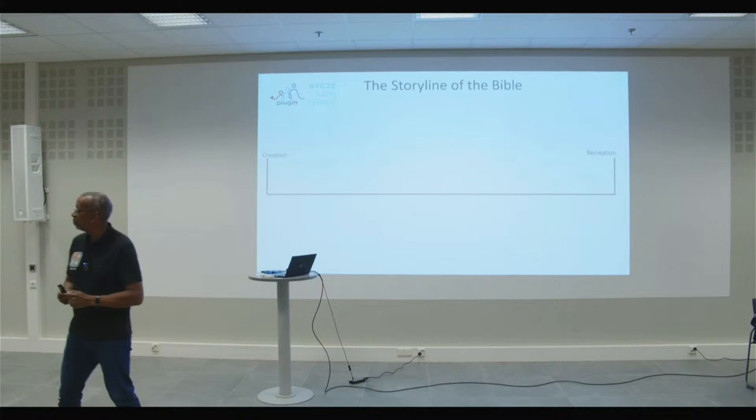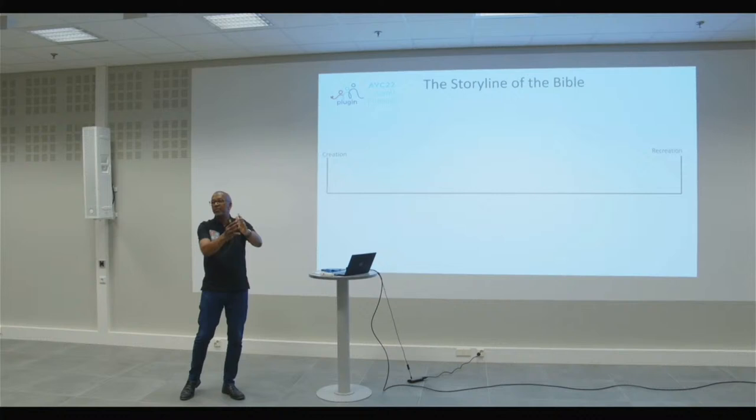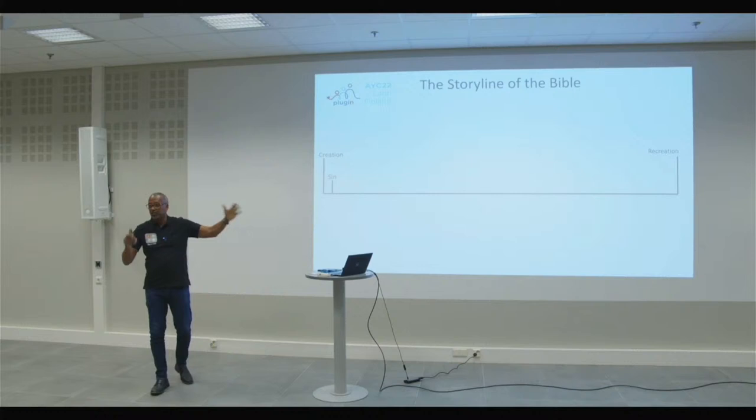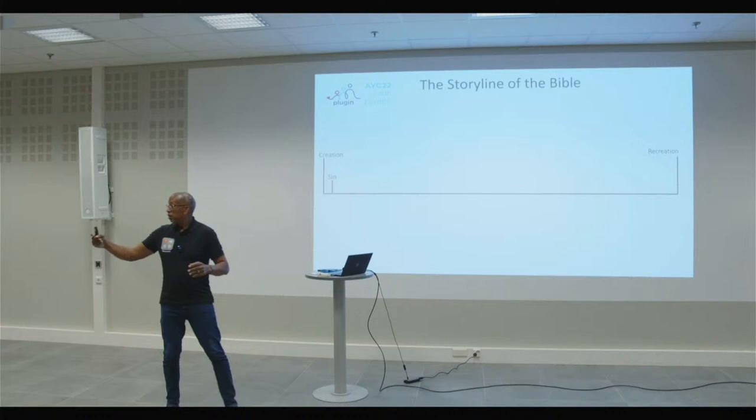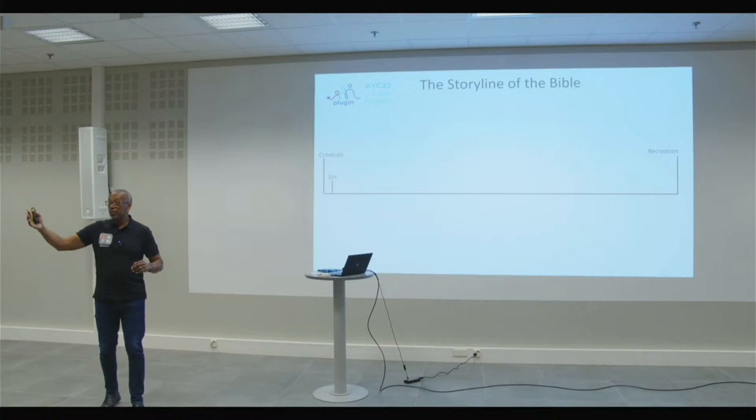So, in the storyline of the Bible, we start with creation. What's the next major event? The fall. Very good. So sin and the fall comes in next. All right, what's the next major event in the Bible? Cain and Abel. Okay, anybody else? Repopulation. Okay. Anything else? The covenant through Abraham. All right.